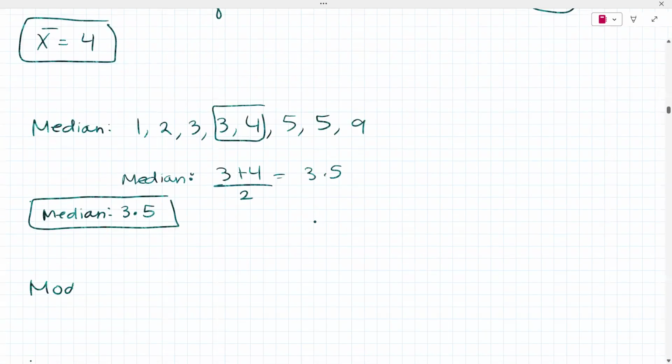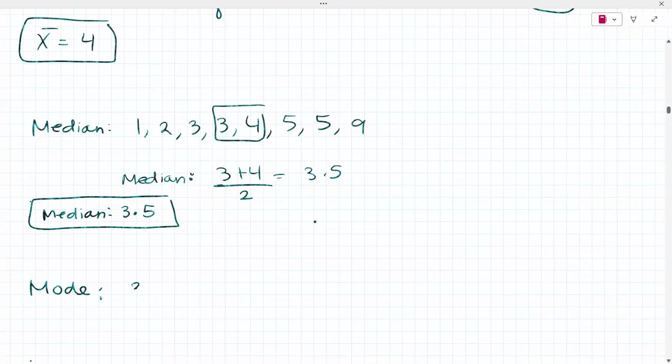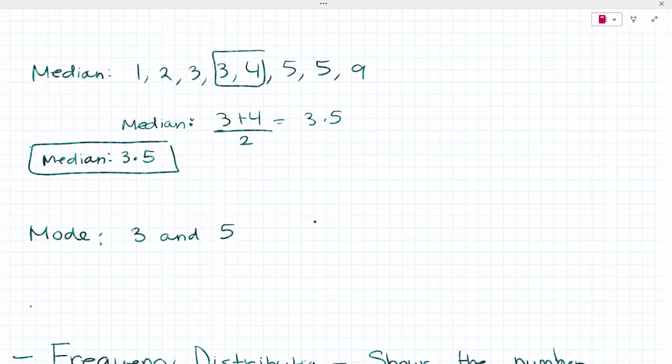Mode. I think we have two modes. There's 3 that occurs twice, and 5 that occurs twice. So our mode is 3 and 5. And then the range is largest minus smallest. My largest is 9 minus my smallest, which is 1, so the range is 8.